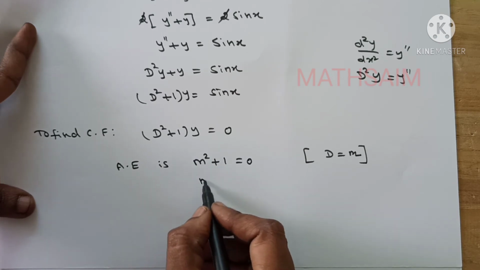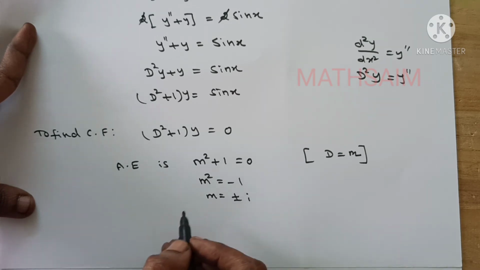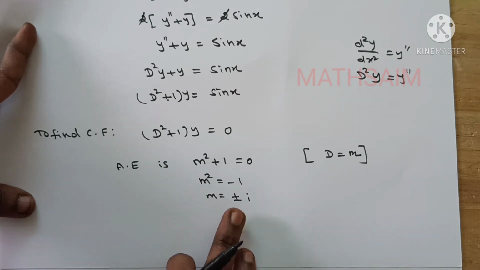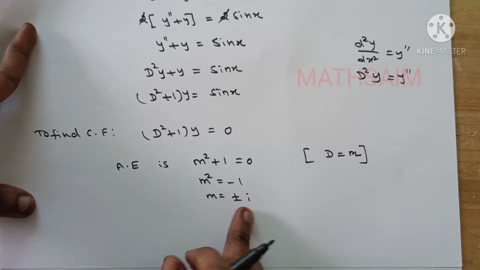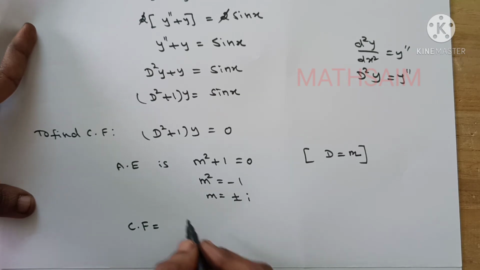Now we solve this one. m square is equal to minus 1, therefore m is going to be plus or minus i. So here what we got is an imaginary number, that is a complex number. If the roots are complex numbers, then how are you going to write the complementary function? That one also you learnt already. So how are you going to write that one?